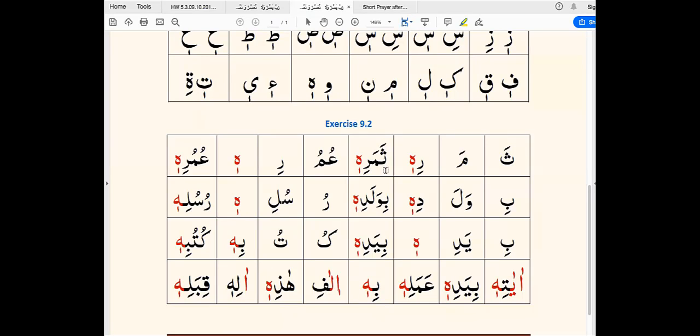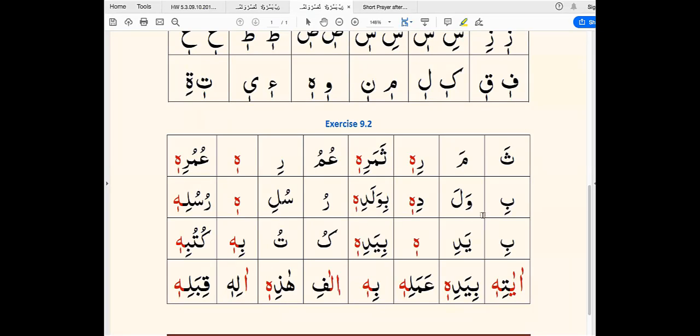Yes, please. Off you go. Samarihi. Beautiful. Very good. Try it once more. Samarihi. Very nice. Very good. Well done. And this one? Umarihi. Just have a look carefully at what's on top of the meem. Umurihi. Very good. Umurihi. Very nice. Well done. Let's go on to the next line.